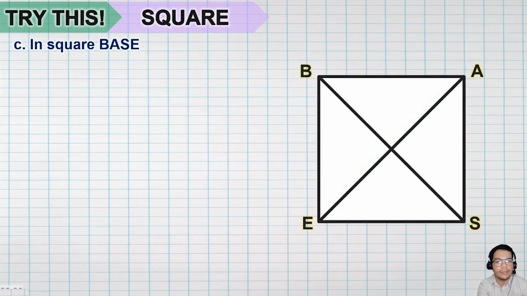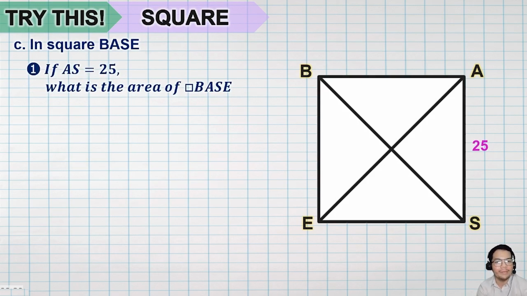So in this given square BASE, ito ang mga sumusunod na tanong. First, if the side AS measures 25, what is the area of the square BASE? Oh, nako, hindi naman to perimeter. Area naman yung tinatanong. Okay lang sana to kung kabisado natin. Hindi naman kayo nagkakamali kung ang nasa isip nyo is 25 lahat ng sides na yan.